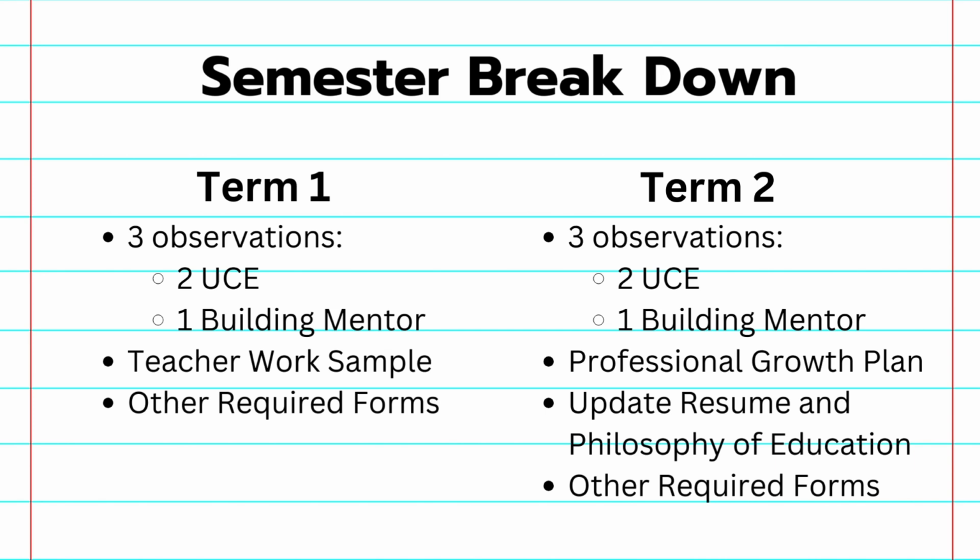In term 1, you will work on something called a teacher work sample. This is a major assignment that will be discussed later in this orientation and again in your course during week 3. In term 2, you will complete a professional growth plan, update your resume and philosophy of education, and complete your final semester reflection.